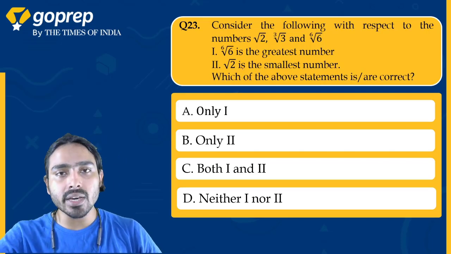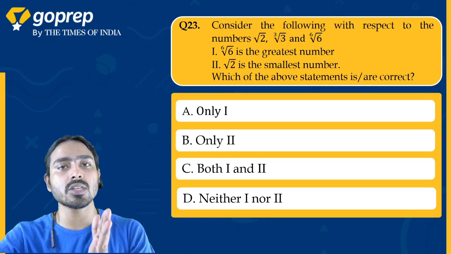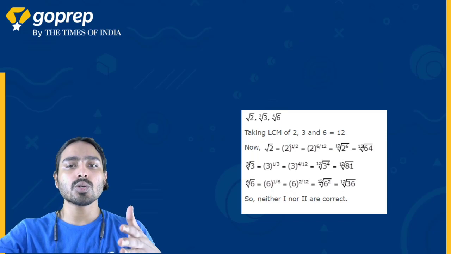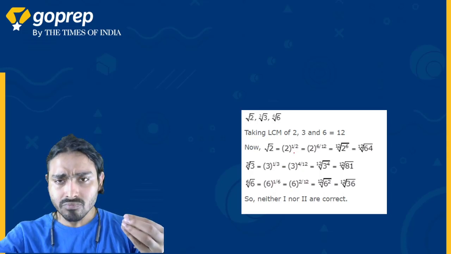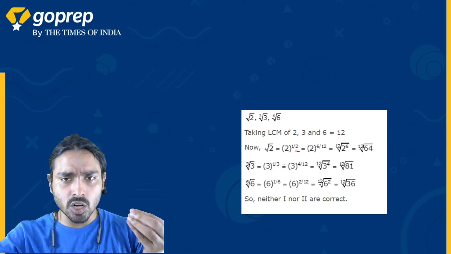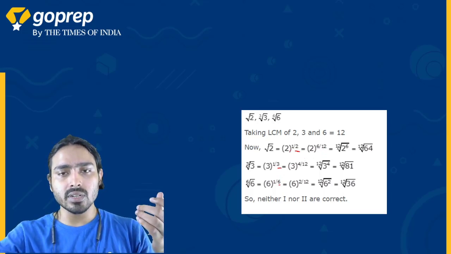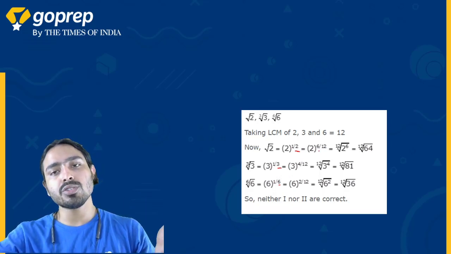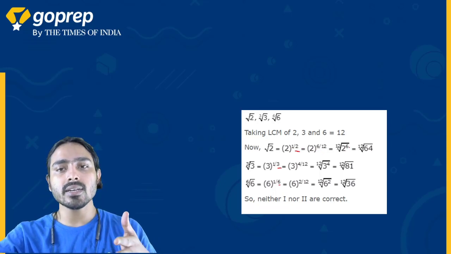Here again, to compare all these, we have to take these square roots and cube roots as powers, right? If you just look at these powers, first of all, 2 to the power 1 upon 2, 3 to the power 1 upon 3, and 6 to the power 1 upon 6. Finally, we have to convert all these denominators to the same, so that we can compare all these powers, right? So we have taken the LCM of 2, 3 and 6, that comes out to be 12. So now if you change every fraction such that the denominator is 12, you'll get something like this.